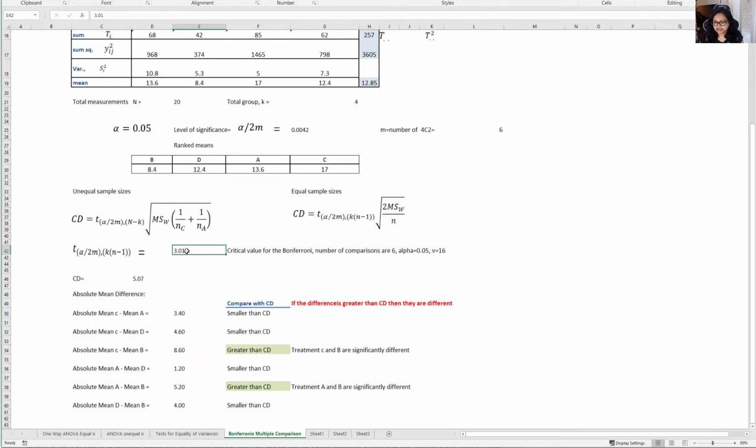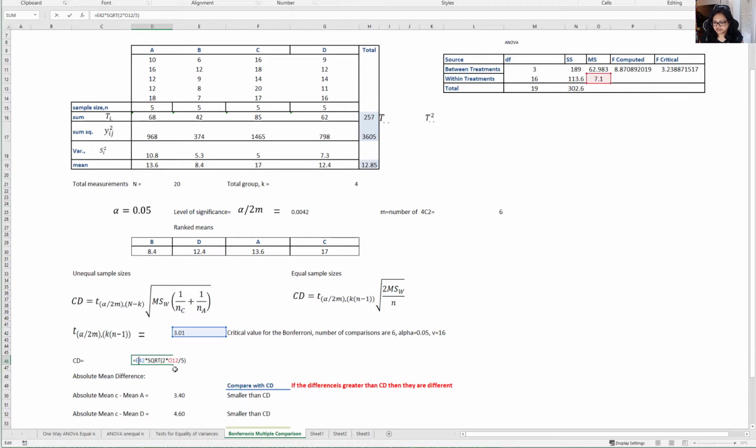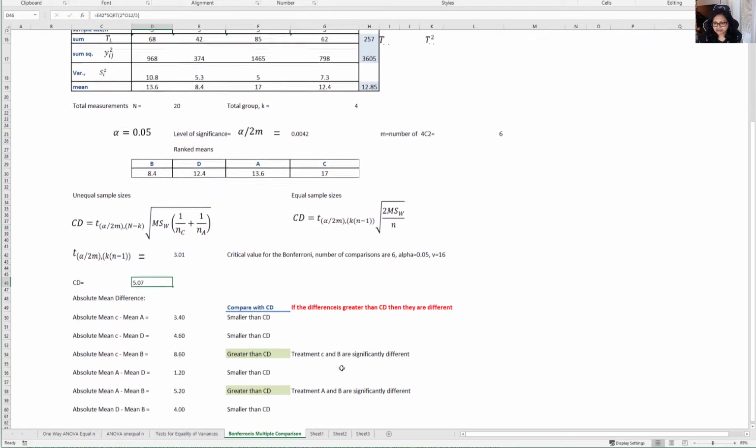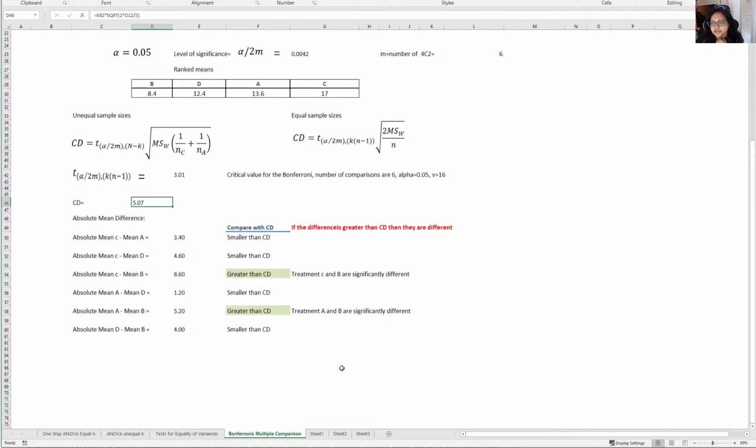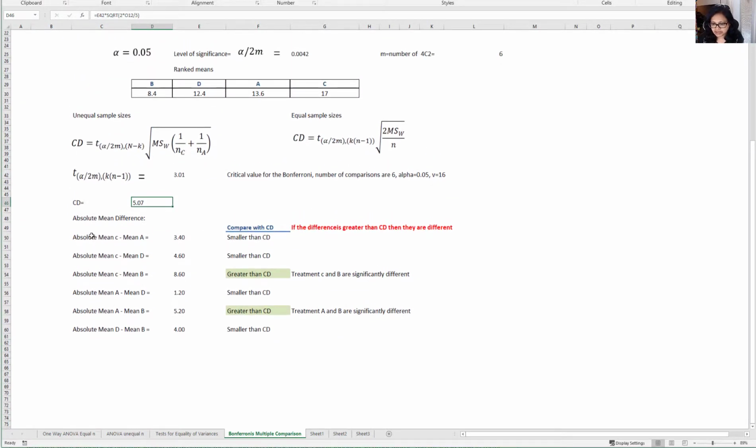So I use that, and that's the value I used, and then I found the CD value is 5.07. Now it's time to find the comparison. To compare them, what I did is that I have to take the absolute mean difference. That means there shouldn't be any negative value.